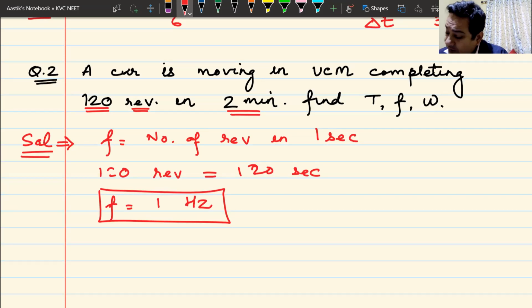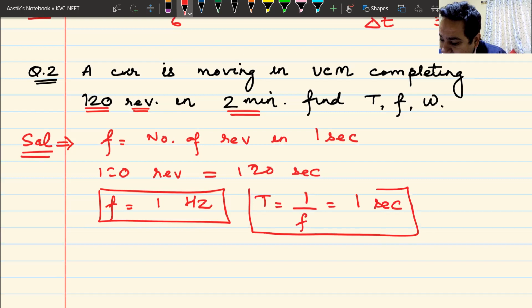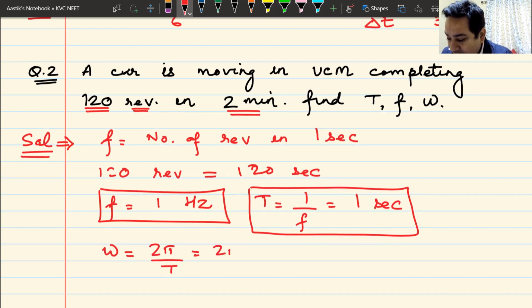Frequency becomes 1 hertz. Time period is the inverse of frequency, that is 1 by f. So time period becomes 1 second. Omega, which is angular frequency or angular velocity, is 2 pi by T or 2 pi into f. No matter how you do it, you will get the same answer, 2 pi rad per sec.